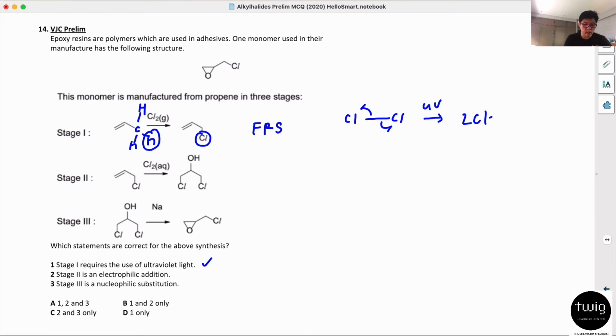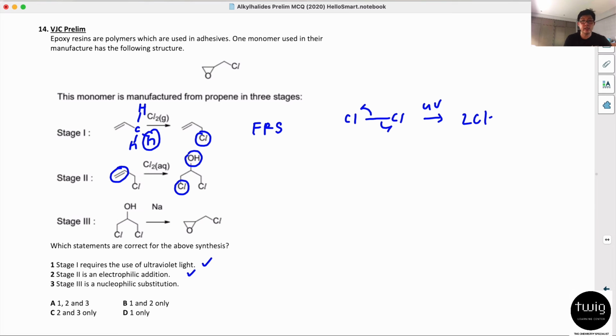Okay, look at stage 2. Stage 2, what is happening is you're adding a Cl and an OH across the double bond, right? So this is an alkene, so alkene undergoes electrophilic addition, right? Electrophilic addition, so stage 2 is also correct.